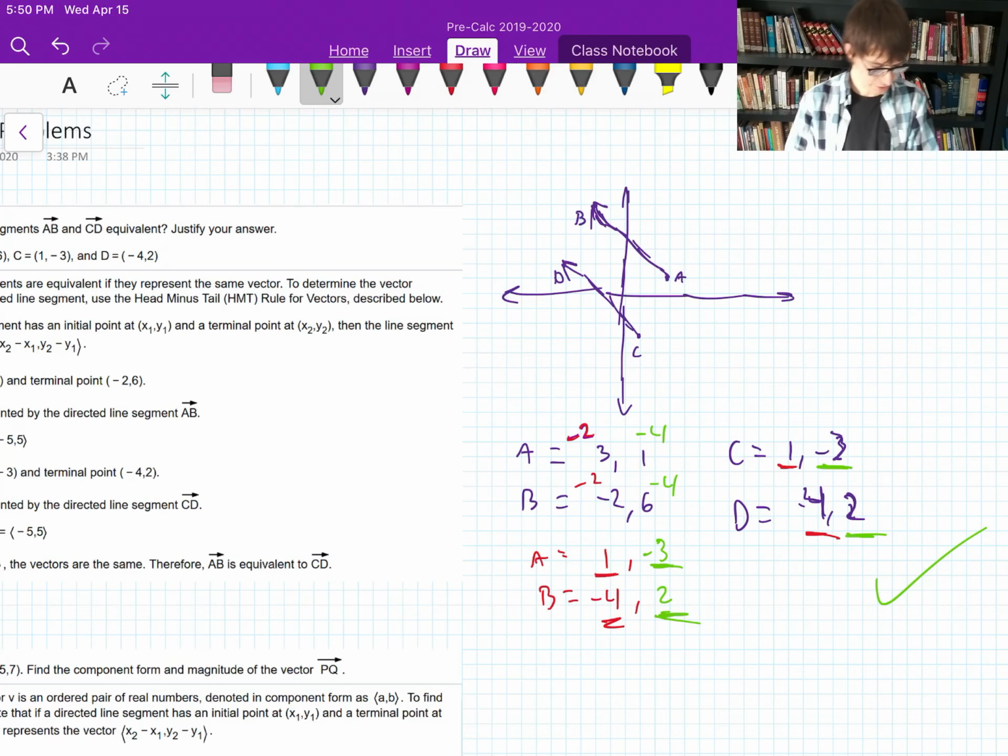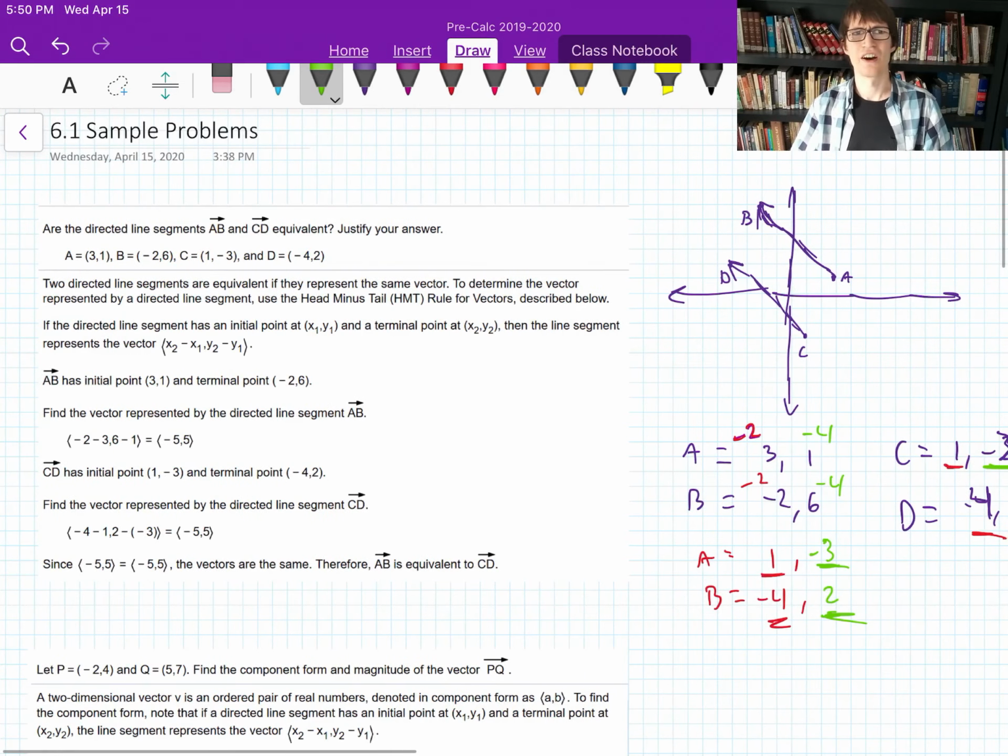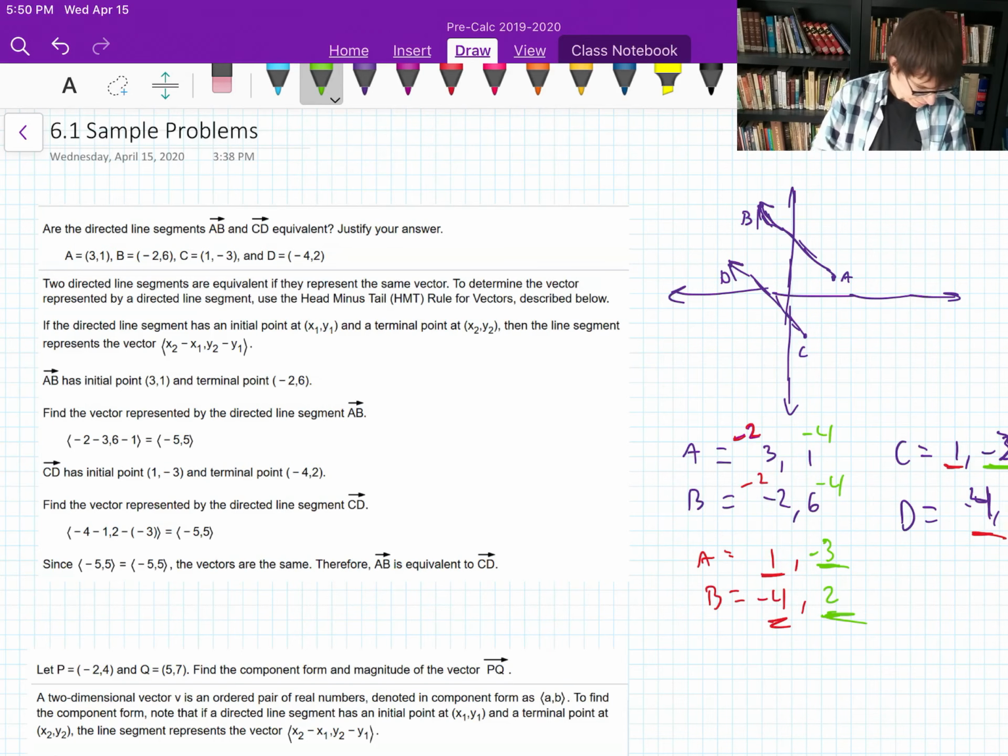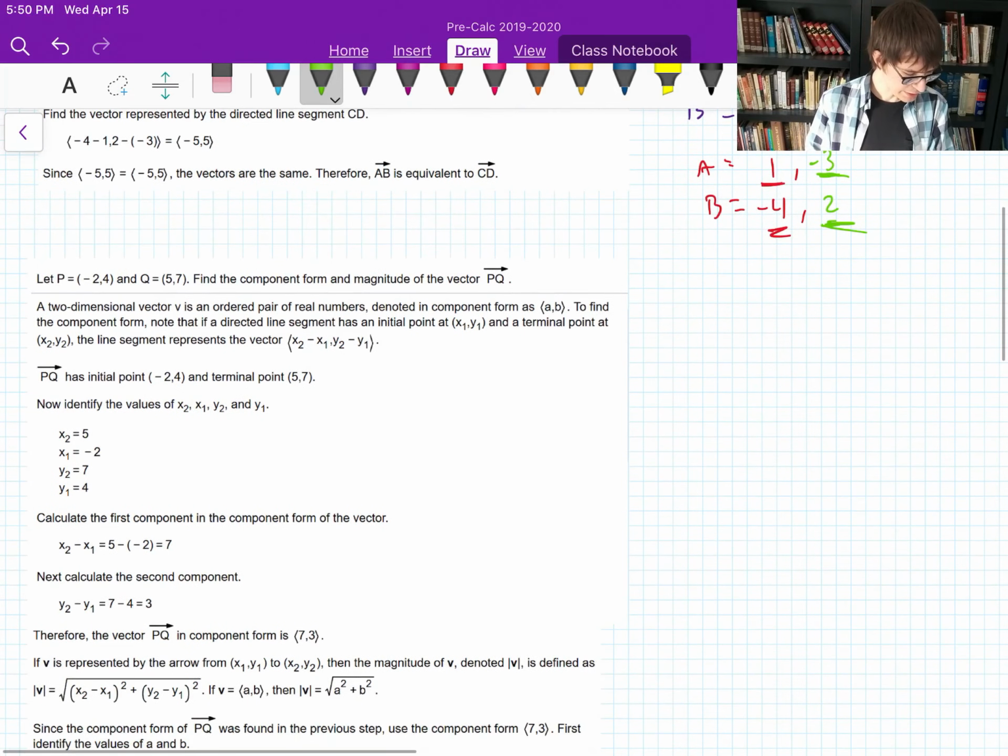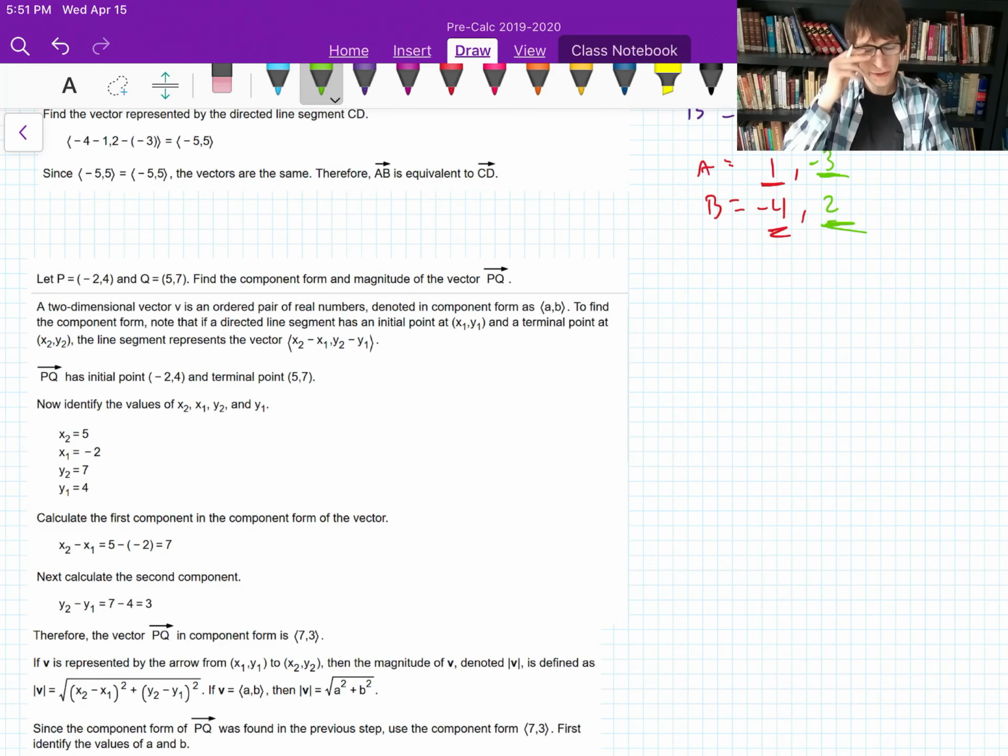The instructions that they give you in the online thing tell you to turn them both into component vectors. And if you want to do that, that works great. If it makes sense to you, awesome. But this works well for me. Let's move on to the second problem. The second problem says let P equal negative 2, 4, and Q equal 5, 7. Find the component form and the magnitude of vector PQ. Okay, again, a graph might be helpful here to see what's going on. Let's go ahead and make our graph.